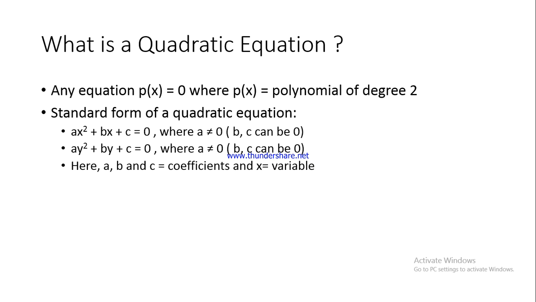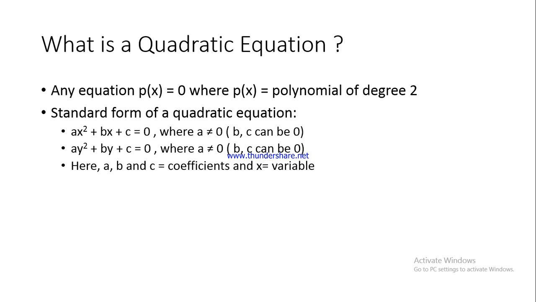So ax square plus bx plus c is equal to 0. If a is not equal to 0, then it will be a quadratic equation in x, while ay square plus by plus c is equal to 0 will be a quadratic equation in y if there is at least one y square and there is no y cube or y raised to the power 4 and so on. Is this okay? Here a, b, c are basically coefficients and x is the variable.